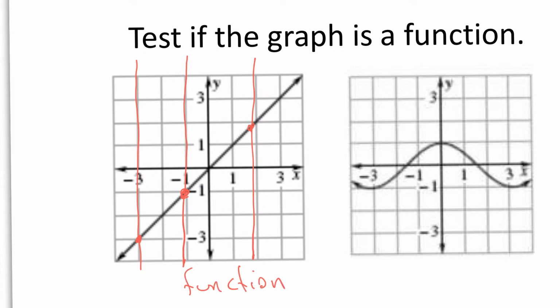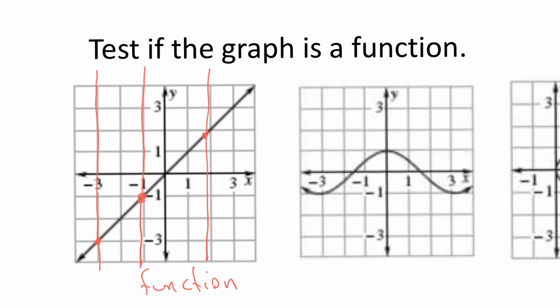The second graph is kind of like a wave, but we want to check if it's a function. So I do the same thing. I draw a vertical line. It touches once, another one, touches once, another one, it touches once, and I'll do one more. It touches once. Okay, since every vertical line touches the graph once, then it is a function.